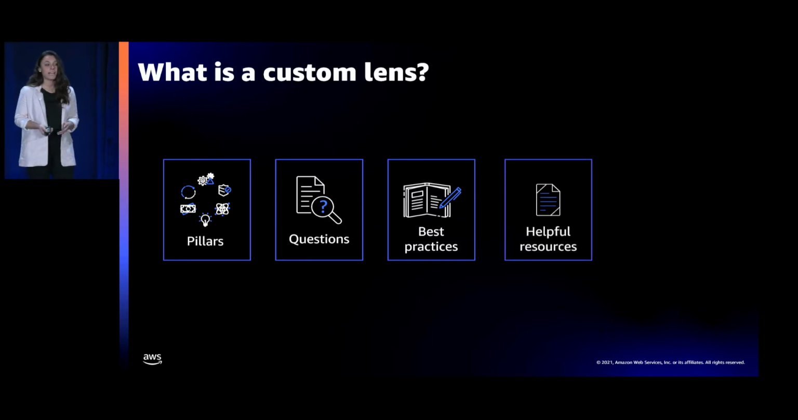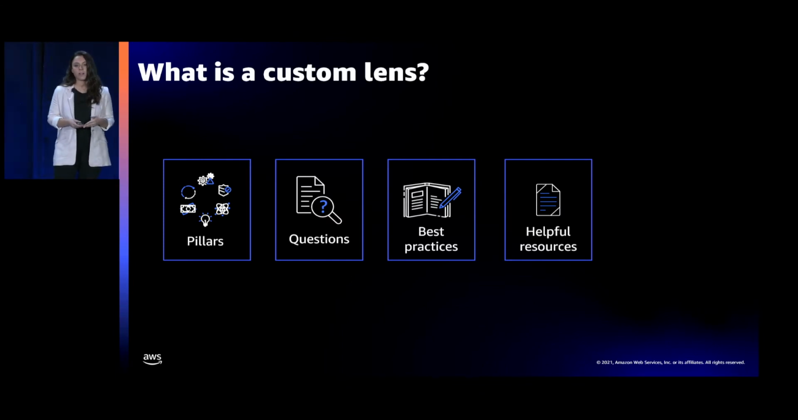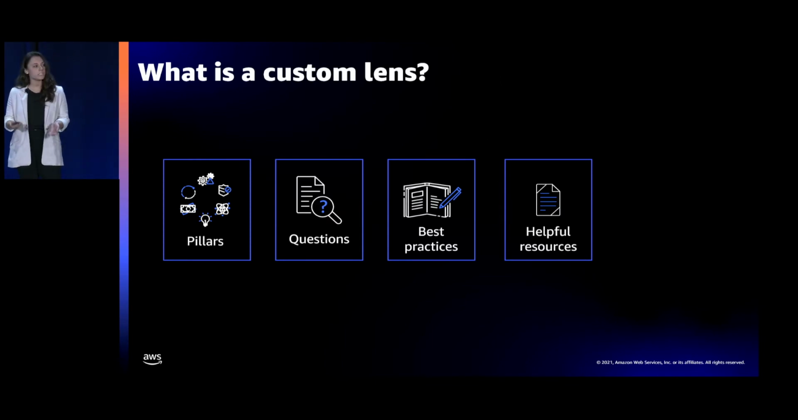You can also provide helpful resources. So helpful resources are really there at the best practice level. So in our finance example, when we gave a best practice of checking with your cost optimization team, if you wanted to provide a helpful resource for that best practice, you could. You could give a little bit more context to what that means so that whoever is using your custom lens gets a little more understanding about what that best practice is asking them to do.